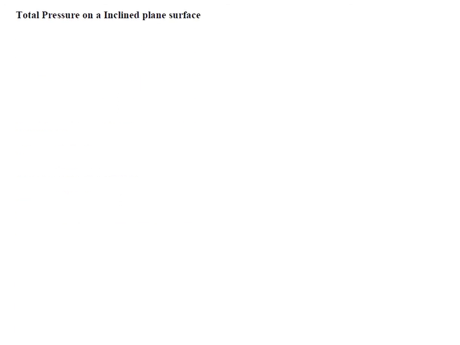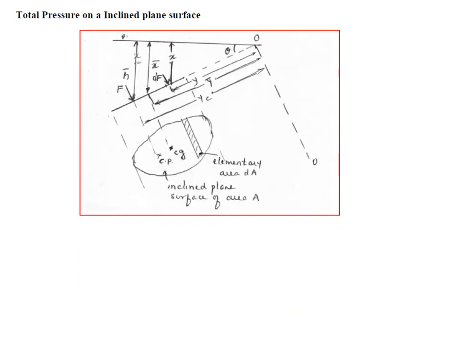So on the same principle, we'll also go ahead with the total pressure on an inclined plane surface. Here a little bit of the concept is quite different, but the derivation remains almost along similar lines as the vertical plane surface. So here we are considering an inclined plane surface of an area A. When we take an edge view, this is the edge view. It makes an angle theta with respect to the free surface.